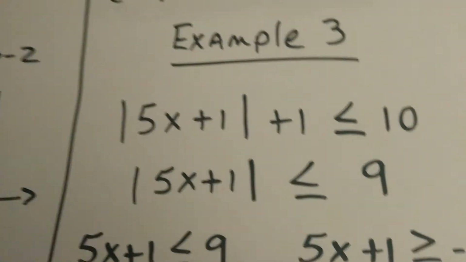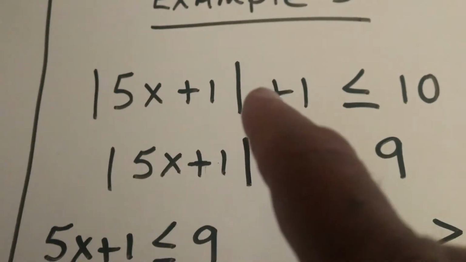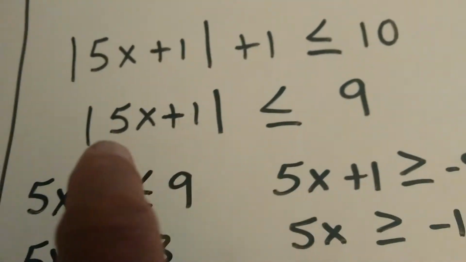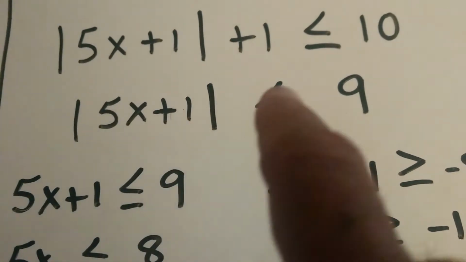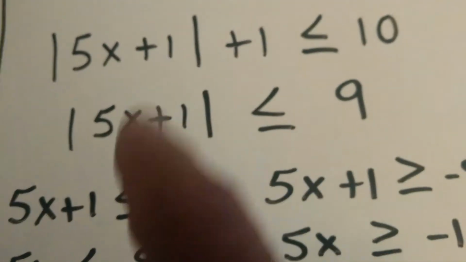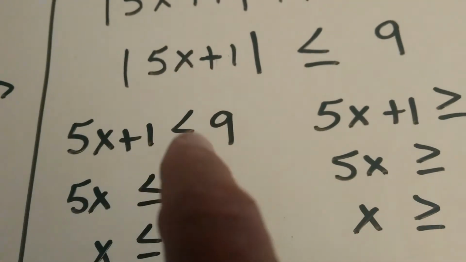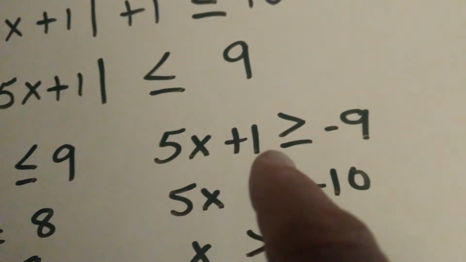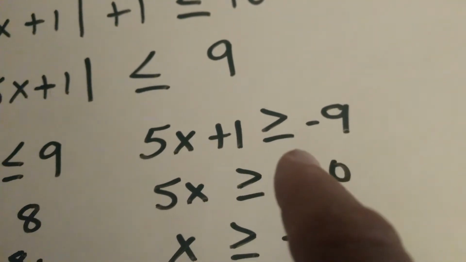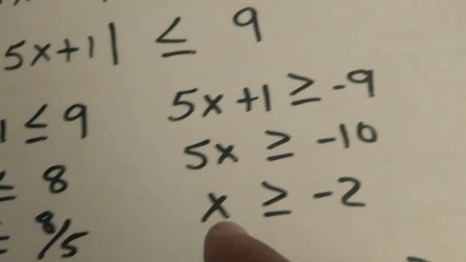We come over here, same type of problem, same rules. First off, I've got to get the absolute value by itself, so I subtract the 1 over. Now I have absolute value of 5x plus 1 is less than or equal to 9. Are there positive values less than or equal to 9? Yes, so this is okay. So we set it up as 5x plus 1 less than or equal to 9, then 5x plus 1 greater than or equal to negative 9. Remember, when I change this to a negative, I have to flip the sign.